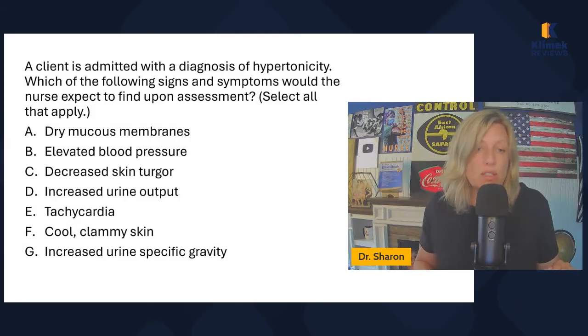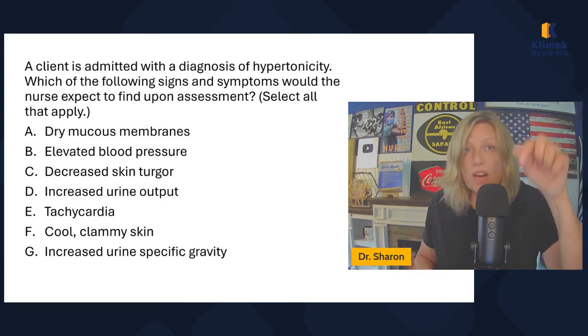Dry mucous membranes are associated with dehydration. True. Elevated blood pressure is associated with dehydration. False. Decreased skin turgor is associated with dehydration. True. Increased urine output is associated with dehydration. False. Tachycardia is associated with dehydration.